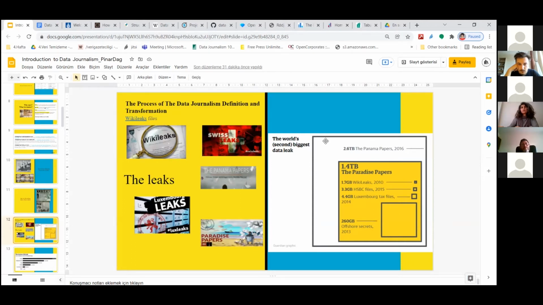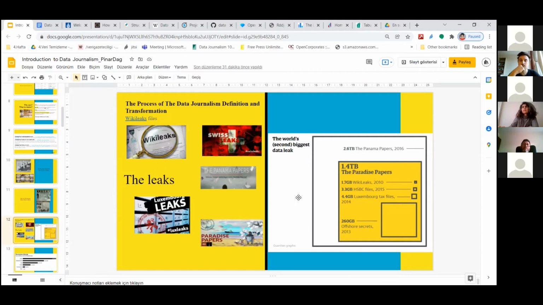So this one, you maybe already know a few of them. I'm showing now the first one, the Offshore Leaks from 2013. But when we go back to 2006, there were other, tinier leaks. But data journalism, as a word, actually started with the leaks.